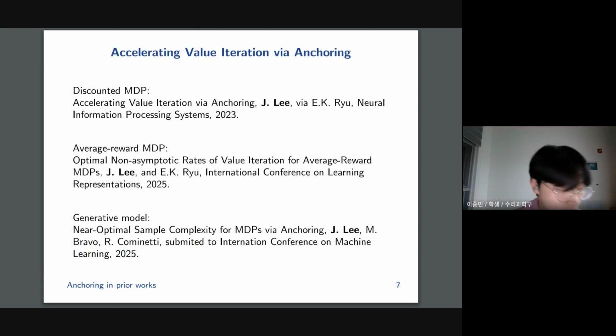So to tell the conclusion first, we succeeded in overcoming this issue and obtaining some interesting results in this MDP setup by applying anchoring. First, in discounted MDP, we obtain an accelerated rate by applying Bellman iteration. And for average reward MDP, we establish the first non-asymptotic rates for multi-chain MDP. And beyond the tabular case, in the sampling setup with a generative model, we obtain the best known sample complexity among model-free algorithms. And from now on, I will explain these three papers in more detail.